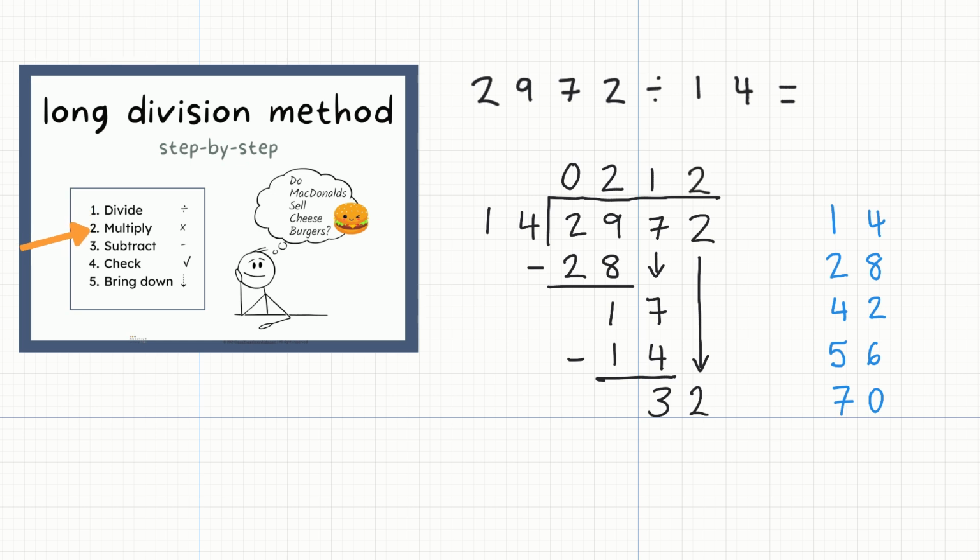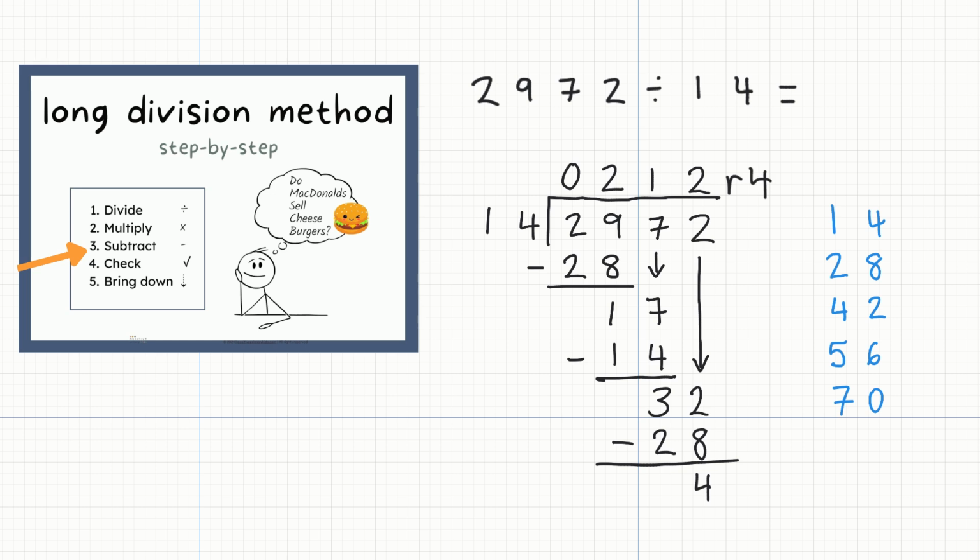I need to multiply. 2 times 14 is 28. Step 3, subtract. So I need to take away 28 from 32, which is 4. And I'm left with 4 here. So I definitely can't divide 4 by 14. So 4 is a remainder.